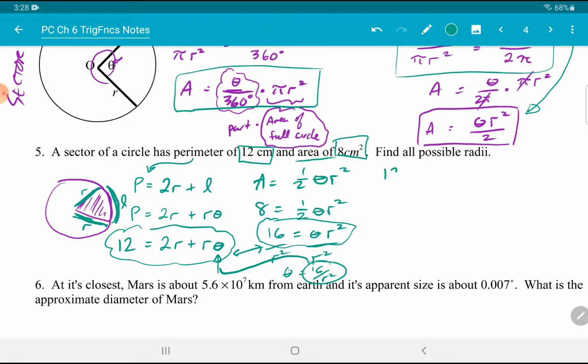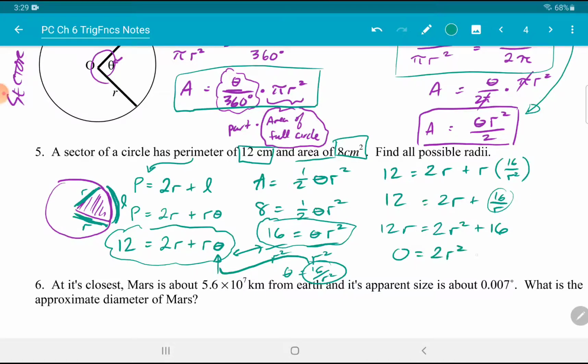We're going to end up getting 12 is equal to 2r plus r times 16 over r squared. A little simplification gets us 16 over r there. But in order to work with this, as we've seen in previous units, we can multiply everything by r, and in doing so, we will not have this rational number anymore. So we'll get 2r squared plus 16 if we multiply everything by r. And now it just basically turns into a quadratic.